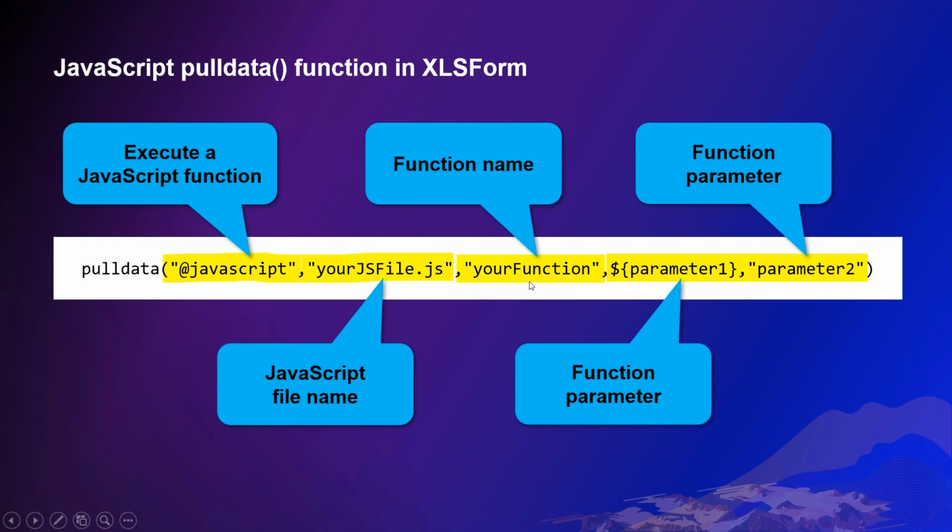That's the function name, third parameter. And then any parameter after that is really up to your function. If your function has 3 parameters, you do parameter 1, parameter 2, parameter 3. You separate them with commas.